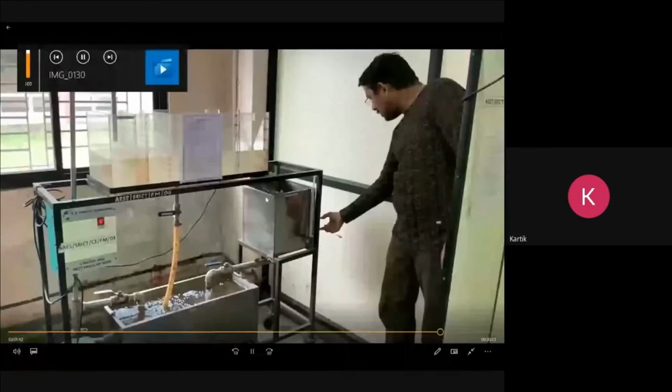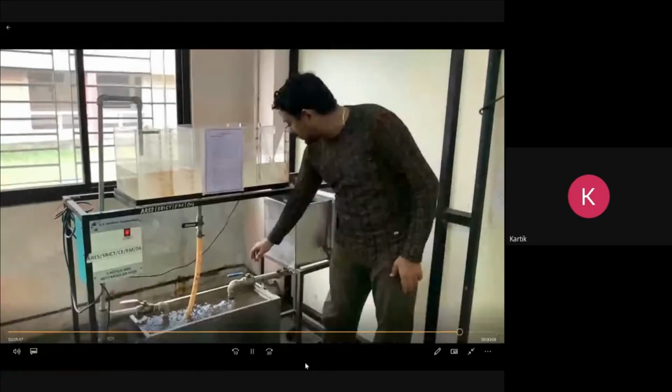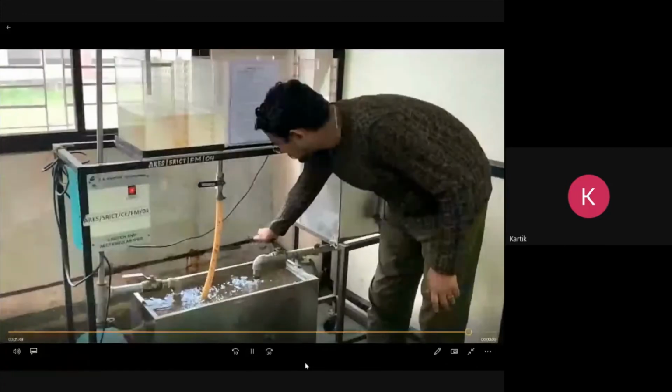Keeping that flow rate constant, we will determine the time period for 1 centimeter or 2 centimeter level. For that, we will close this valve so that water will get accumulated in this tank.